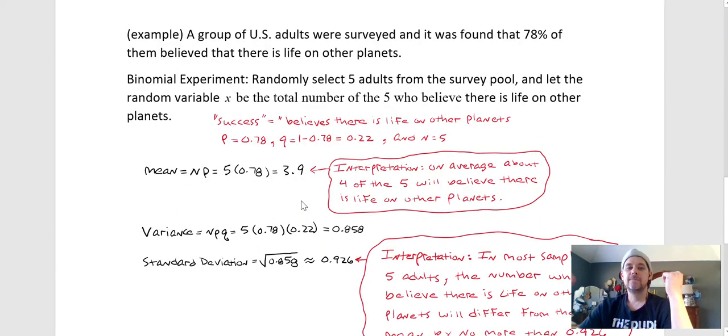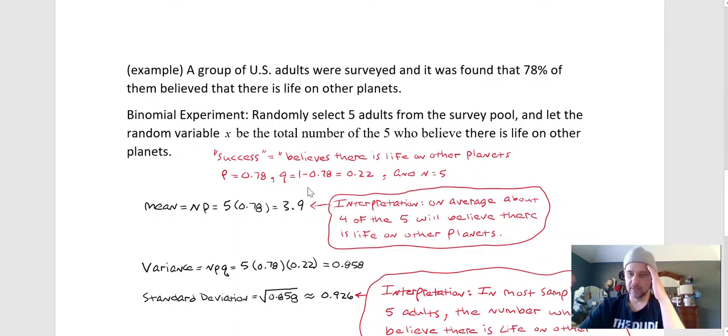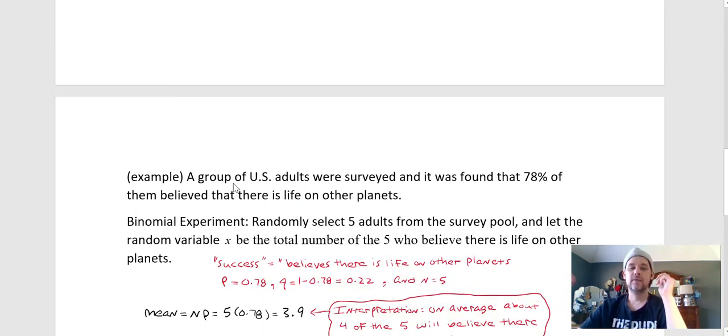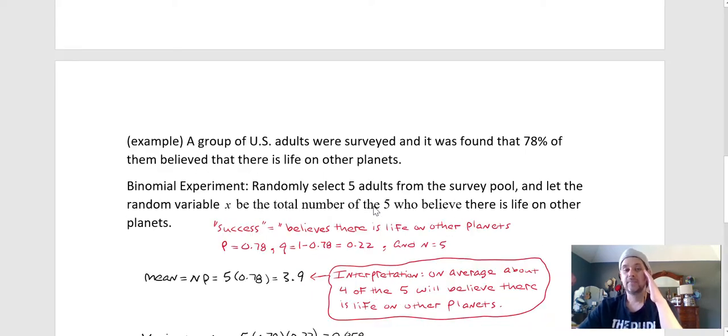Now, let's do an example. The real story is almost always in the example. So here's an example. Suppose that we do a survey, as many things in statistics involve surveys or begin with surveys. A group of US adults were surveyed, and it was found that 78% of them believe that there is life on other planets somewhere, maybe not intelligent life, but life of some kind.